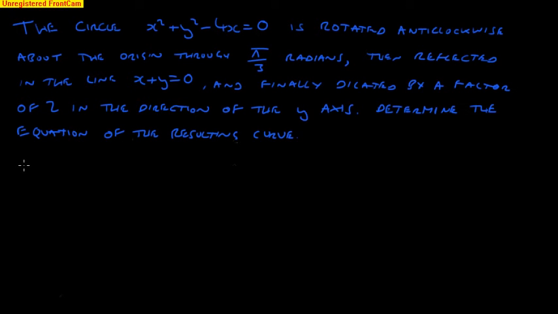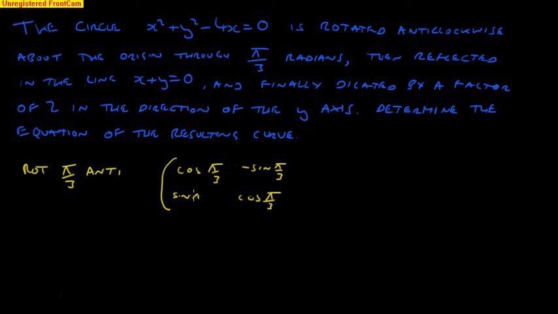So the first one, we've got a rotation of pi by 3 anti-clockwise. As a matrix, that will be cos pi by 3, minus sine pi by 3, sine pi by 3, cos pi by 3. So cos of pi by 3 is a half, negative root 3 on 2, root 3 on 2, and a half. Right, that's the rotation matrix.